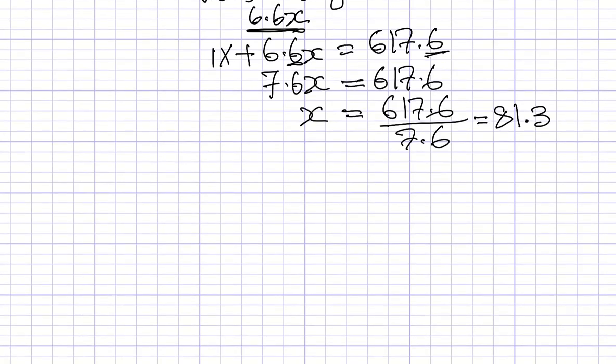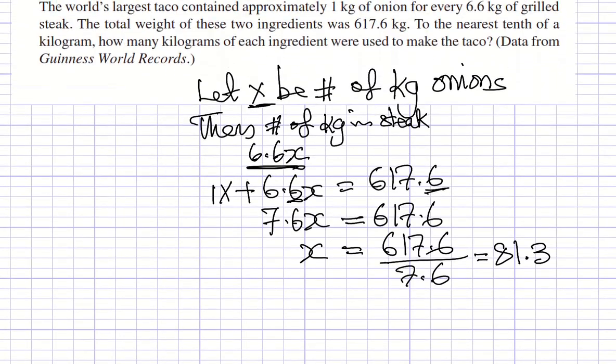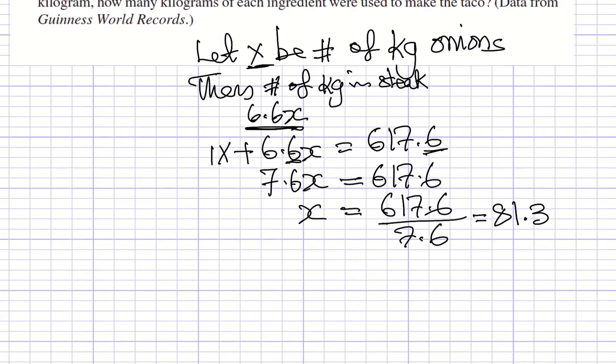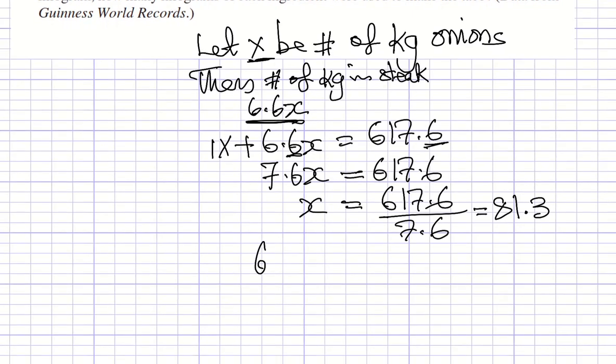Okay, so having found that x represents the number of kilograms of onions, right? Now, the number of kilograms in steak is 6.6x. So that gives you 6.6 times 81.3. You multiply that out.